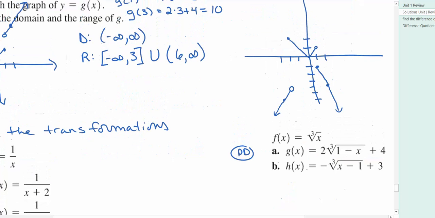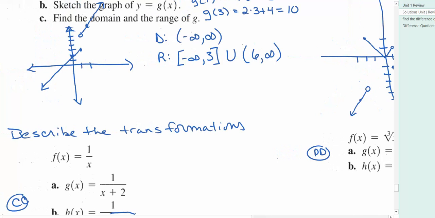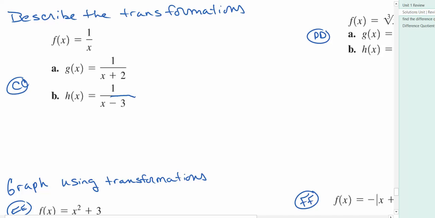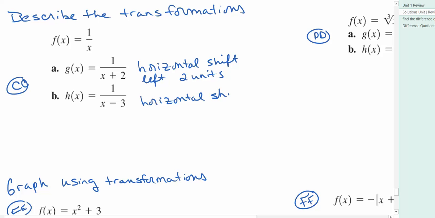Now, what we're asked to do on these problems is just describe the transformation from 1 over x. Whenever you have a plus or a minus within the operation, where the operation here is 1 divided by x, this is going to give a horizontal shift in the opposite direction than you think. Plus 2 actually gives a shift left 2. So we have a horizontal shift left 2 units. And this one will give you a horizontal shift right, because of the minus, 3 units. The vertical shifts look right. When there's a minus, it's down, and when it's a plus, it's up. But the horizontal shifts don't do that.